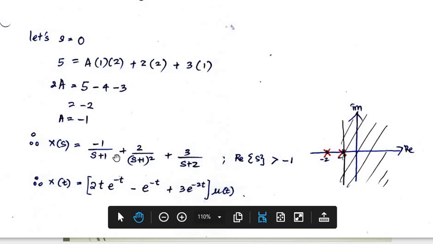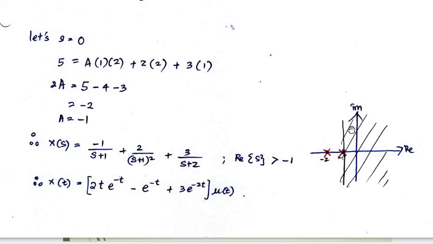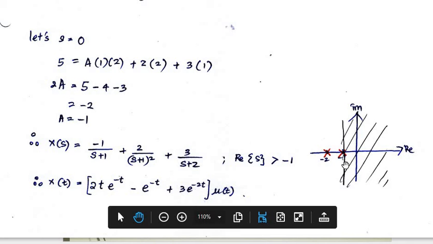And then after that, you need to plot the ROC. S equal to minus 1, and this is also minus 1, this is minus 2. So you plot minus 1 and minus 2. As you know, the ROC should include the j omega axis and should not include the pole values. So that's why you start from minus 1 to the right-hand side.